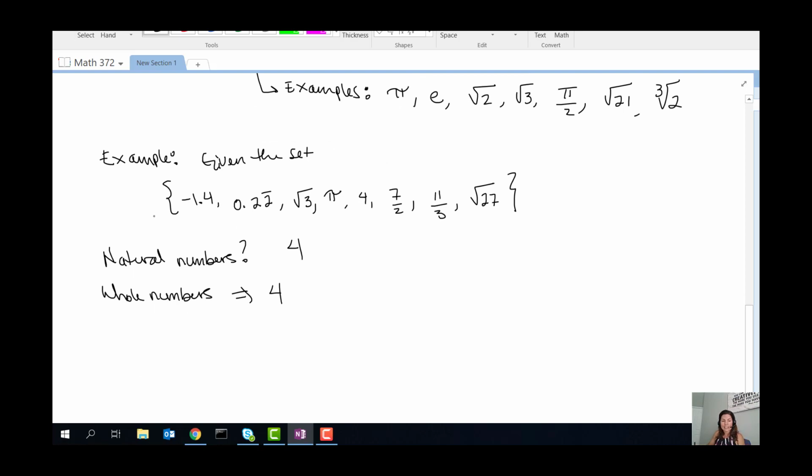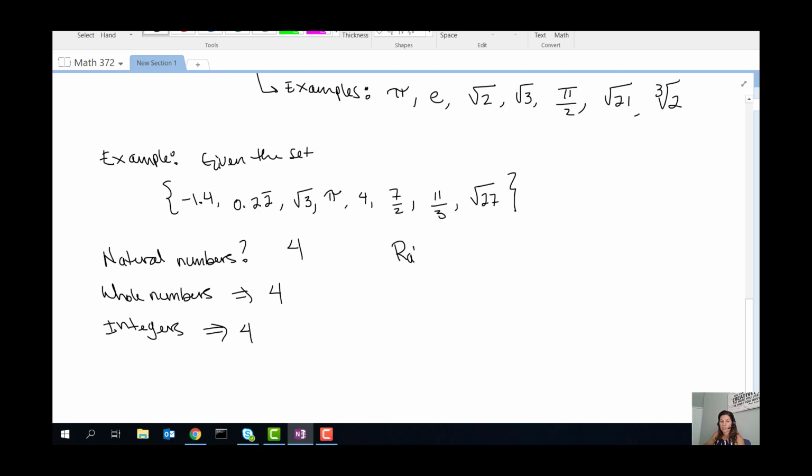And what about integers? So integers include the positive whole numbers and the negative whole numbers. And of the negatives, I see a negative 1.4, but that's not a whole number, right? So then 4 is also the only integer.